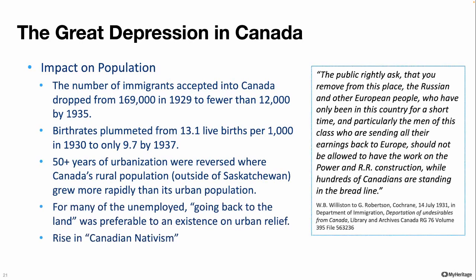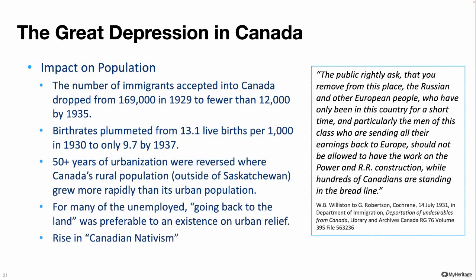And here's a good quote. Now, this is by W.B. Wilston. The public rightly ask that you remove from this place the Russian and other European people who have only been in this country for a short time, and particularly the men of this class who are sending all their earnings back to Europe should not be allowed to have the work on the power and RR construction while hundreds of Canadians are standing in the breadline.